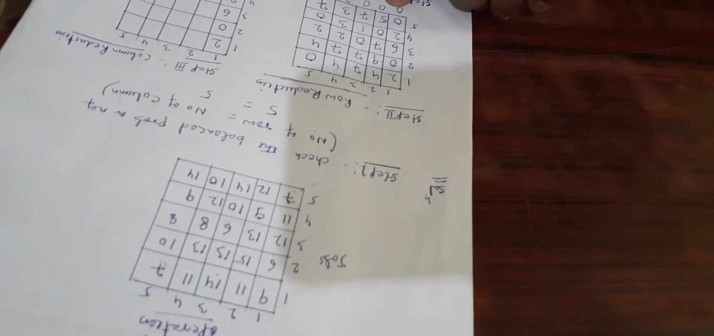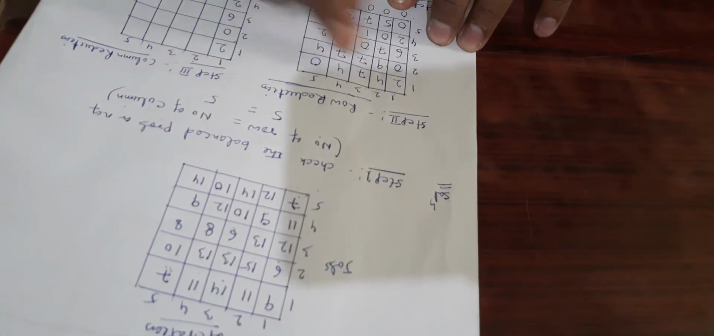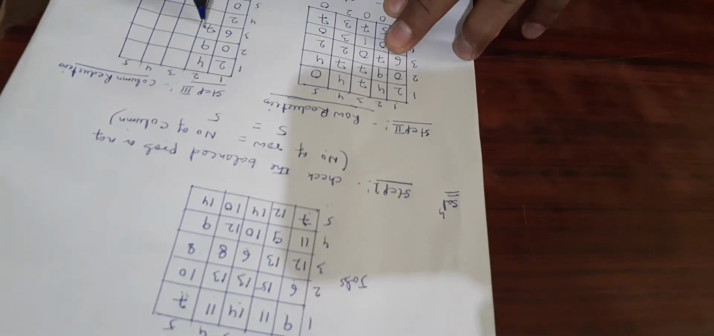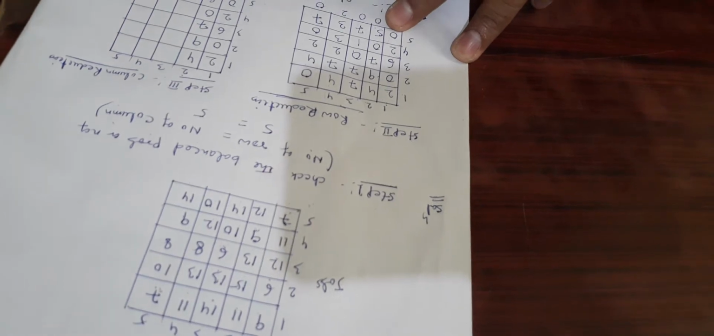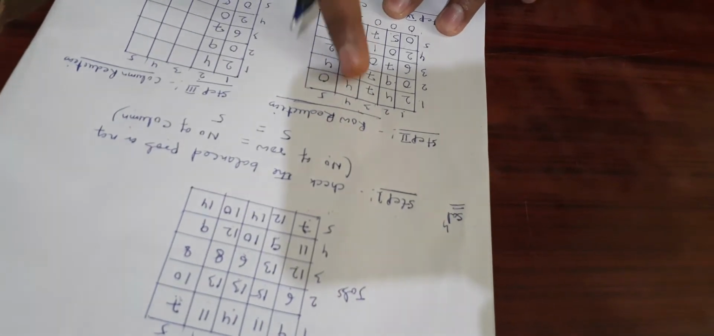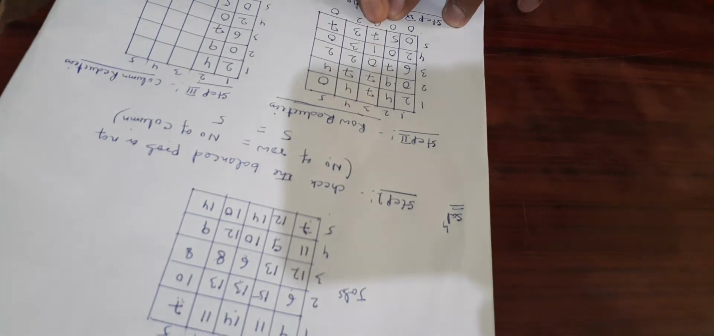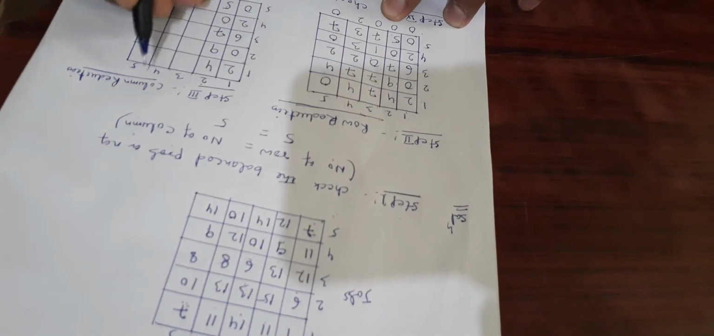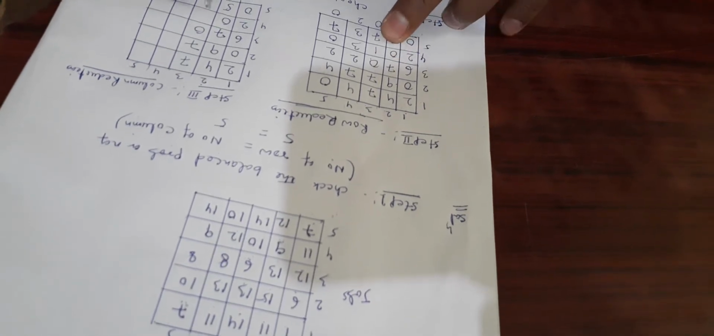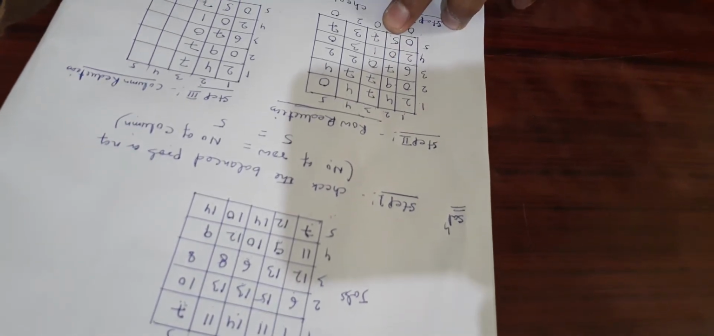Now in the second column we are also getting the minimum 0, so the same values we have to copy here: 4, 9, 7, 0 and 5. In the third column also the minimum value is 0, so the same values we copy here: 7, 7, 0, 1 and 7.